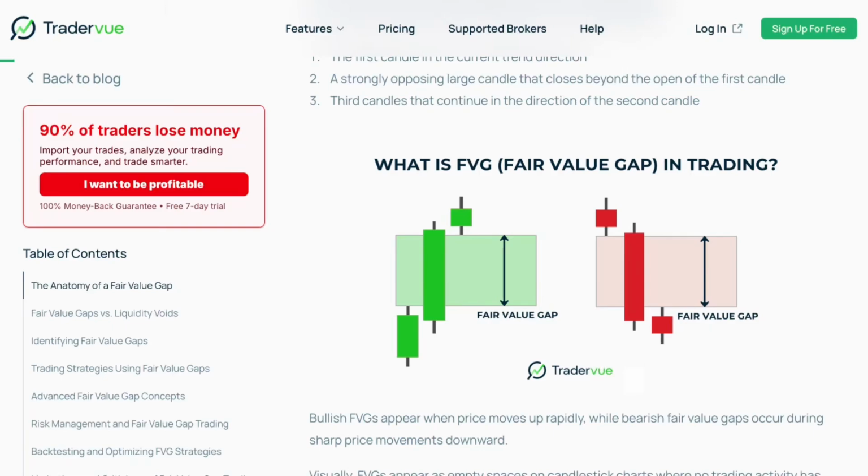Okay, so today we're going to be learning about fair value gaps. Last lesson was gap fills, and this is going to be fair value gaps. Now, these ones are a little bit harder, especially if you're a new trader. So I would just play with the gap fills for now.